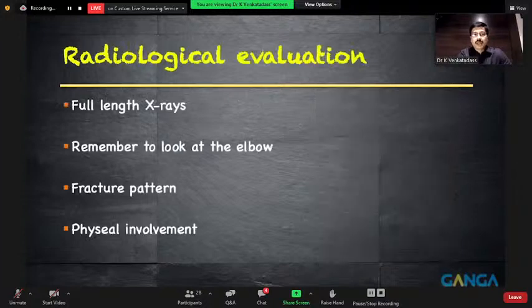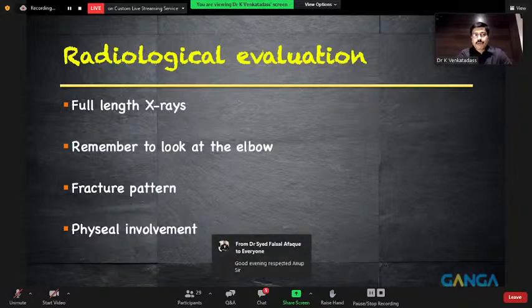Next is the radiological evaluation, and I cannot stress enough the importance of full-length X-rays. It is important to take full-length X-rays, including the elbow, and we should always look at the joint above and the joint below, assess the fracture pattern, and look for physeal involvement.